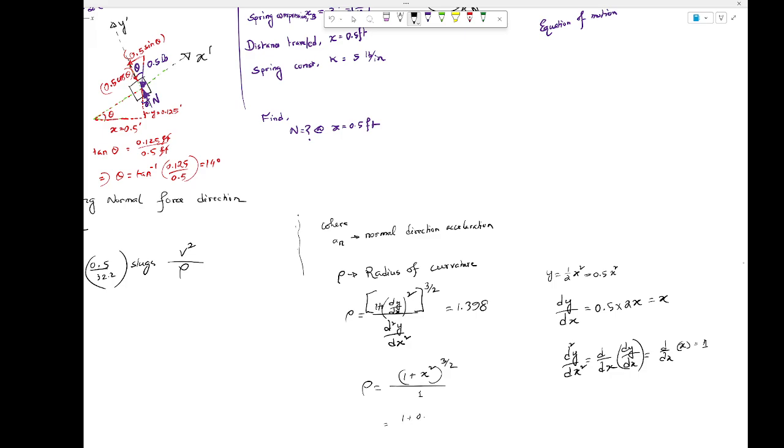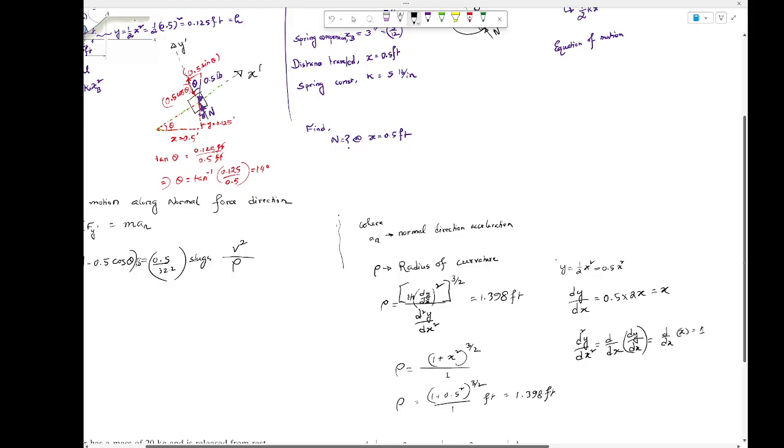So 1 plus 0.5 squared, right? To the 3 by 2, and this should be in feet unit-wise, and then you have this 1 and this whole thing is in feet, and you should have 1.398. Does it match, everyone? That's the rho value. Is that how you guys found it? Okay, perfect. All right, so now that we just overcame a major hurdle, I'd say, right?